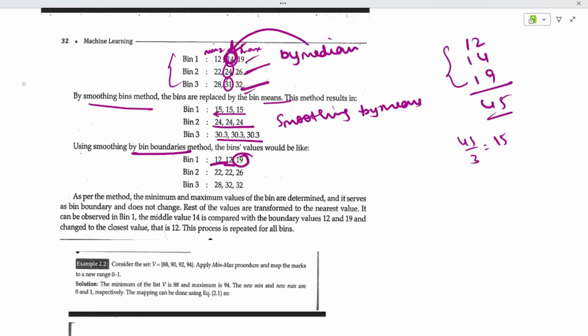Now next, you can see here 22, the difference is 2, and here the difference is 4. Again you will replace with 22 and 22 here also, and keep the maximum element as it is. And here you can see 28, 31 and 32. Here the difference is 1, here the difference is 2. So you will replace with the maximum element and keep the minimum as it is. This was all about the binning techniques.